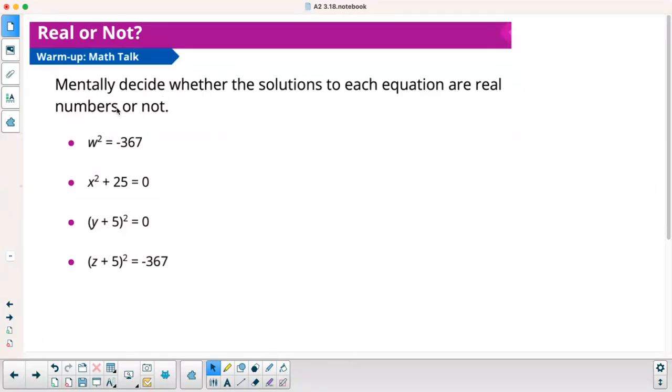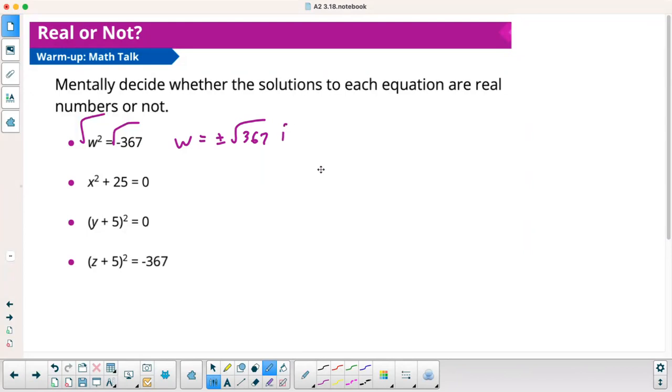All right, so mentally decide whether the solutions to each equation are real or not. So I'm not going to use the quadratic formula here. I'm just going to go back to what we were doing before, where we square root both sides. So if I square root, you obviously see we have a square root of a negative. And we need to have a plus or minus, actually. So w is going to equal plus or minus square root of 367i there. So we're going to have two non-real solutions.